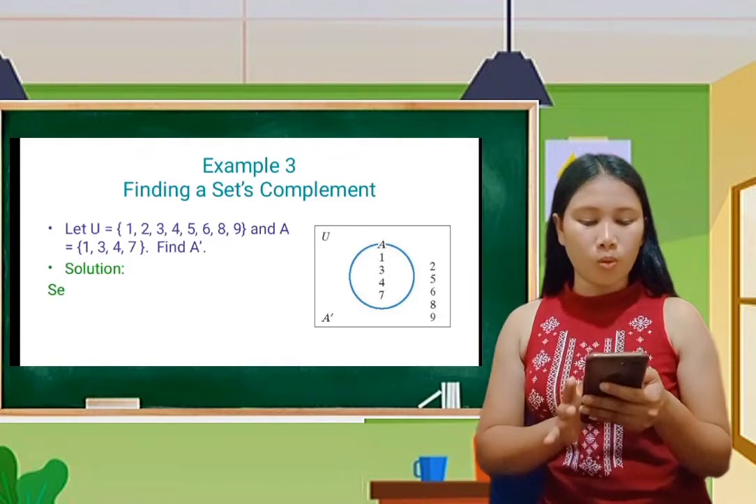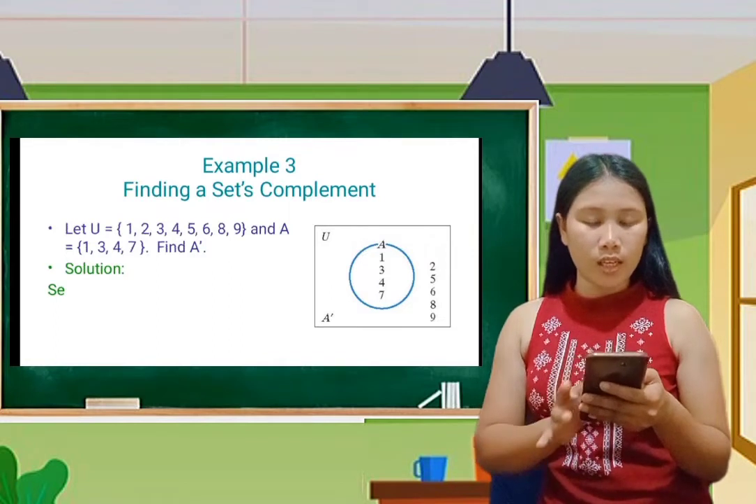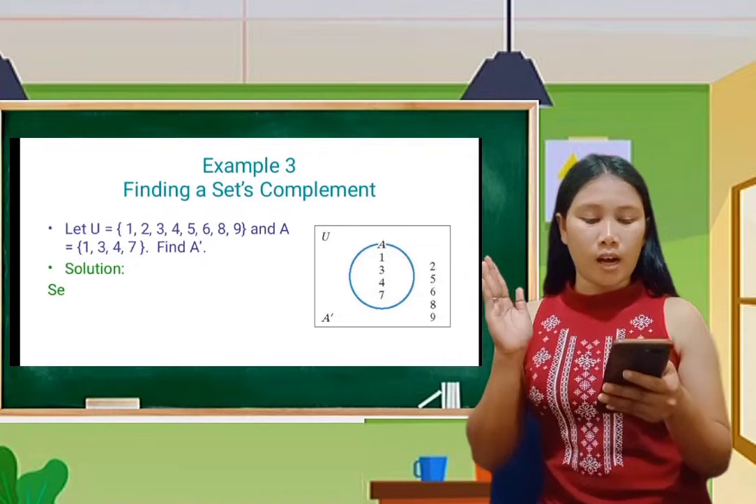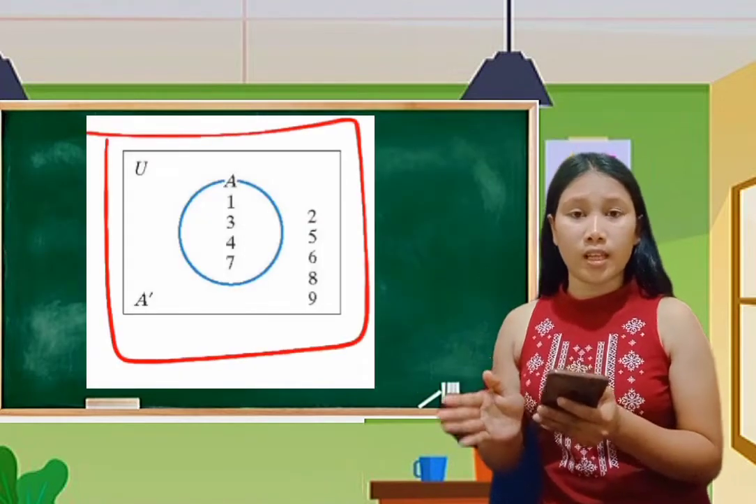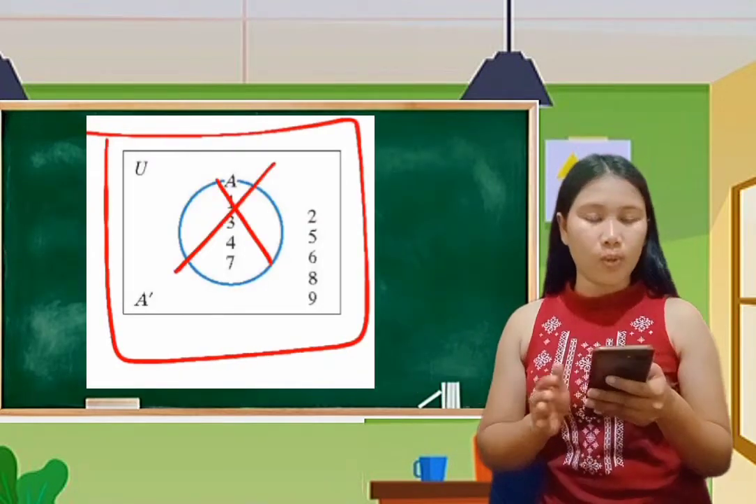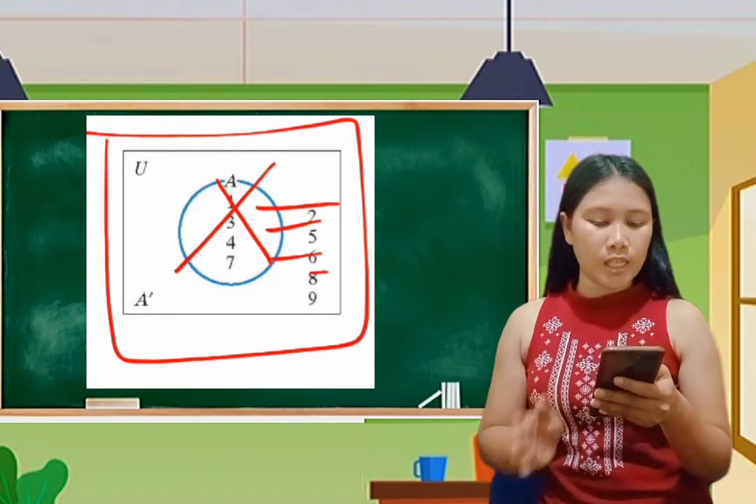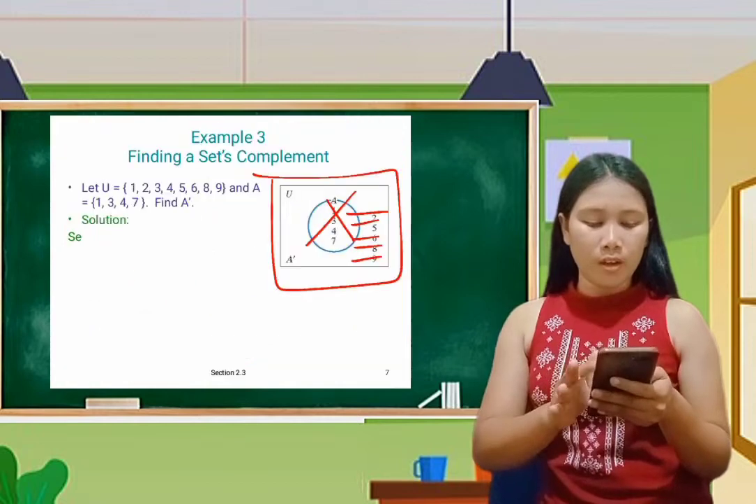As I see in this figure, the complement of set A is all the elements of the universal set that are not in set A. So what is the answer? The answer is the numbers 2, 5, 6, 8, and 9. Okay, let me check.